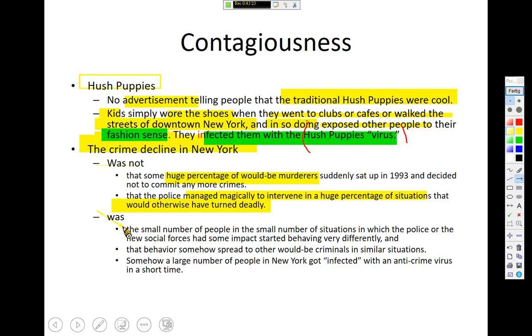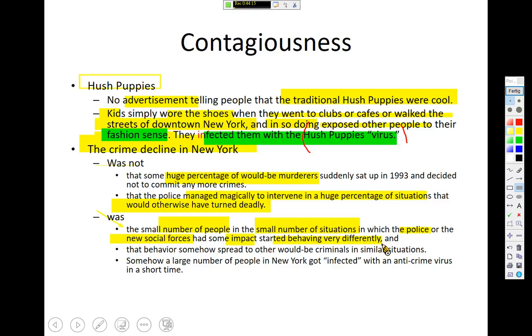There are three very small reasons. First one, a small number of people, in a small number of situations in which the police or the new social forces had some impact, started behaving very differently. You were the would-be criminals, or you were the criminals before, right? But suddenly, a very small portion of the criminals thought, maybe I need to take a break today, right? Need to take a break today. Okay, so this kind of people has a need-to-take-a-break virus.